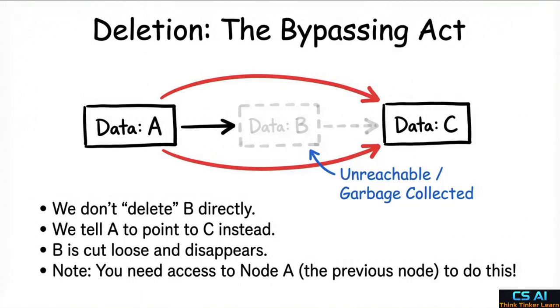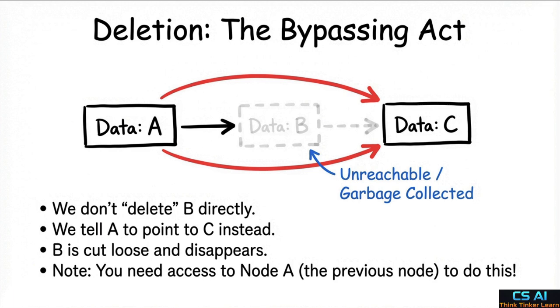Deletion is another area where linked lists are very efficient, often referred to as the bypassing act. When we want to remove node B from our list, we don't actually delete node B directly in the code. Instead, we simply bypass it. We tell node A, the previous node, to point directly to node C. Once node B is no longer pointed to by any active part of the list, it's cut loose and becomes unreachable. At this point, the system's garbage collector will automatically reclaim the memory that node B was using.